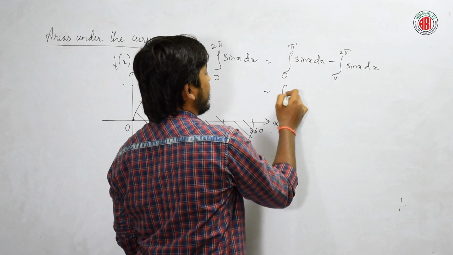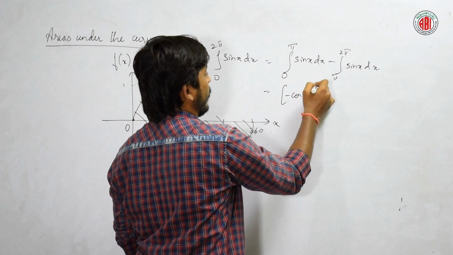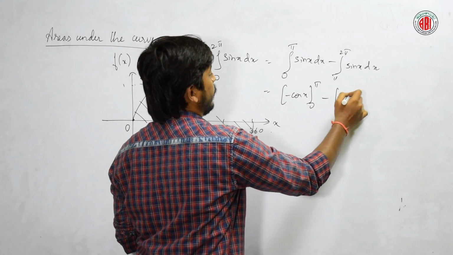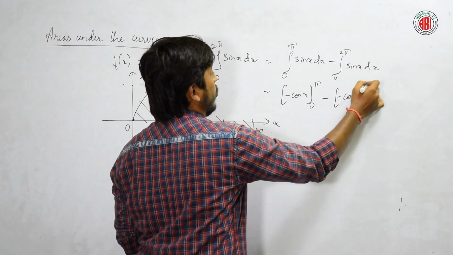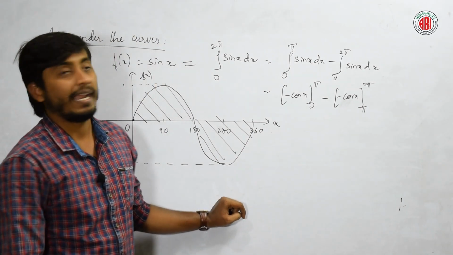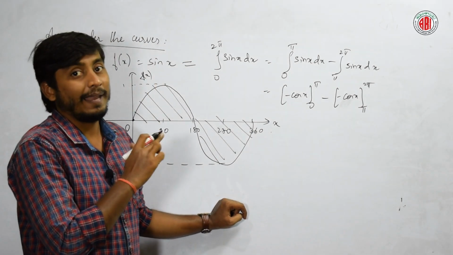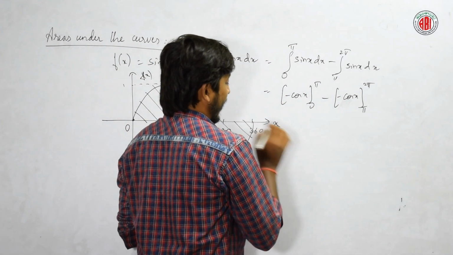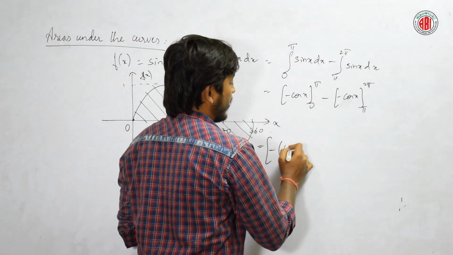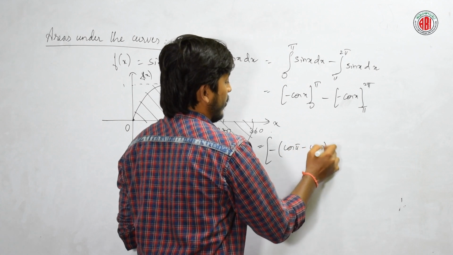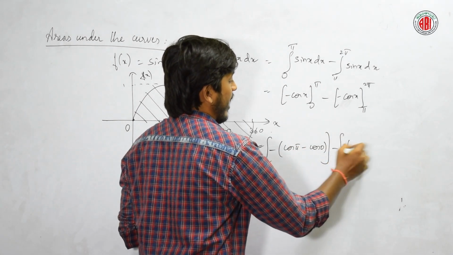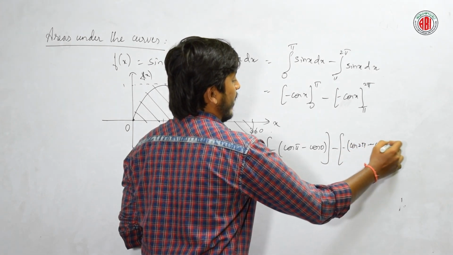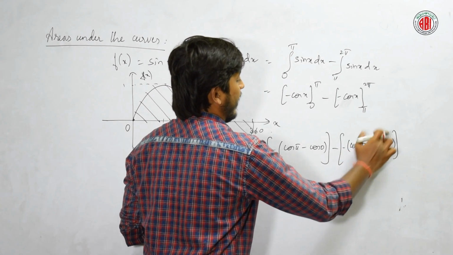The integration of sine is minus cos x from 0 to pi. Here also minus cos x from pi to 2 pi. Right. Now apply everything in a proper manner. Minus of cos pi minus cos 0. Again minus of cos 2 pi minus cos pi. Is it right?